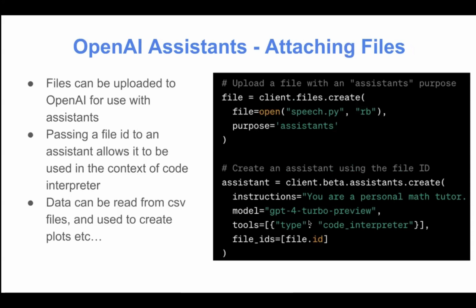So this is kind of how you might attach a file in the context of the code interpreter. Here we're attaching a file that is the script that lets us speak and output. And when you upload that file to OpenAI, you'll get a file ID back. When you create an assistant or a thread for an assistant, which we'll talk about more, then you can attach that file ID, and the assistant will have access to that file. So in the context of the code interpreter, maybe this is a CSV file with data you want to analyze.